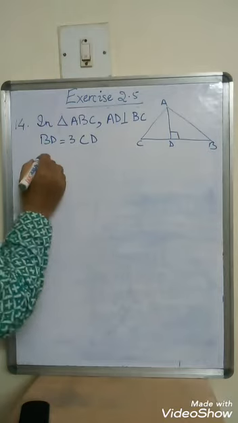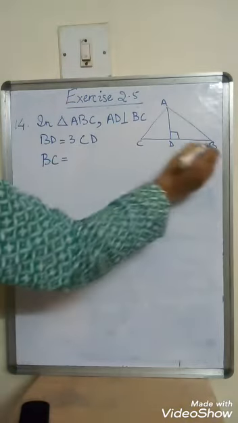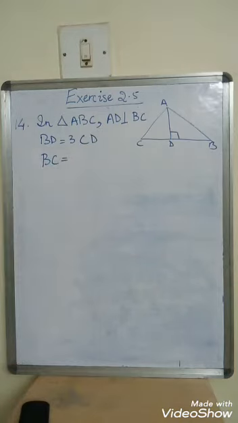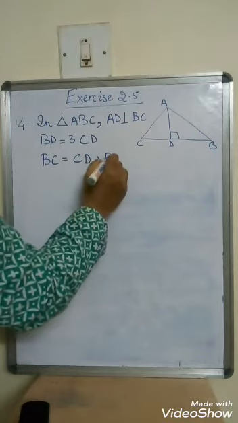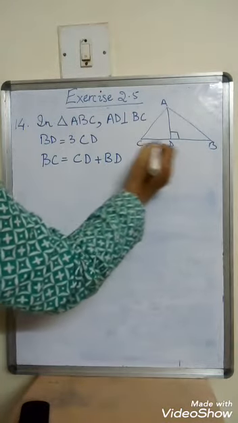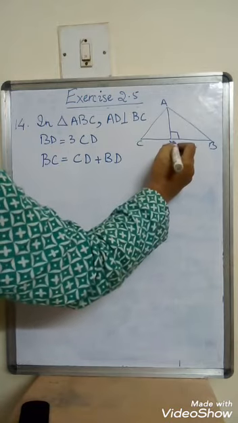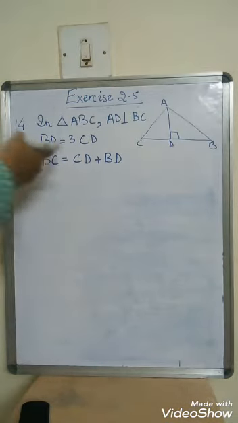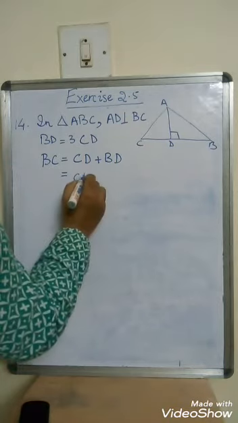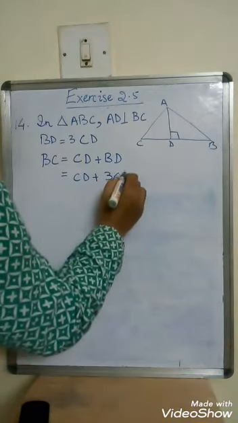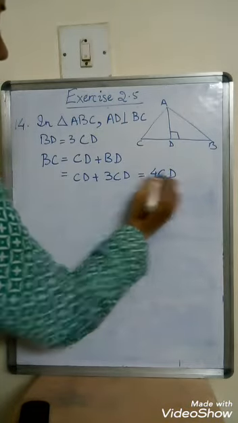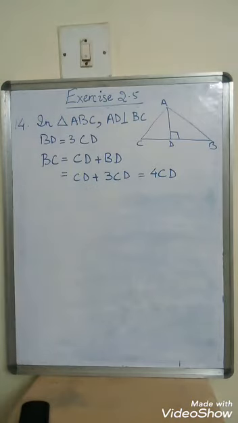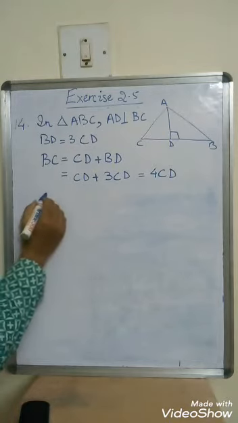Now BC, if BD is 3CD, now what is BC? BC means CD plus BD. Okay, BC is this part. So BC means CD plus BD. Right. So what is the value of BD which is given to us? BD is given as 3CD. So what do we get ultimately? We get 4CD. Okay. 3CD plus 1CD is equal to 4CD. Right.